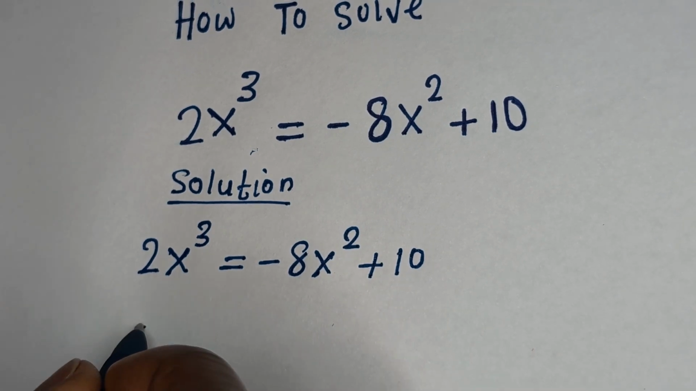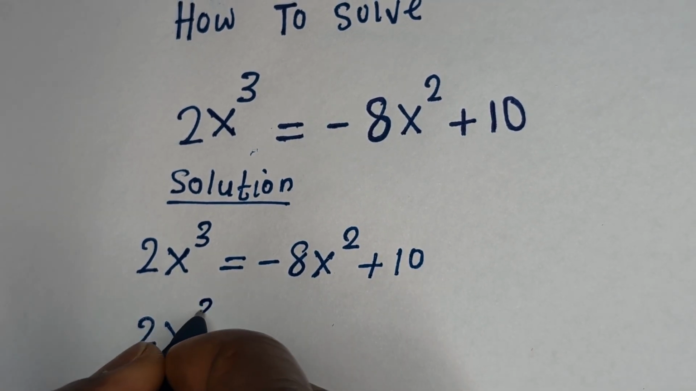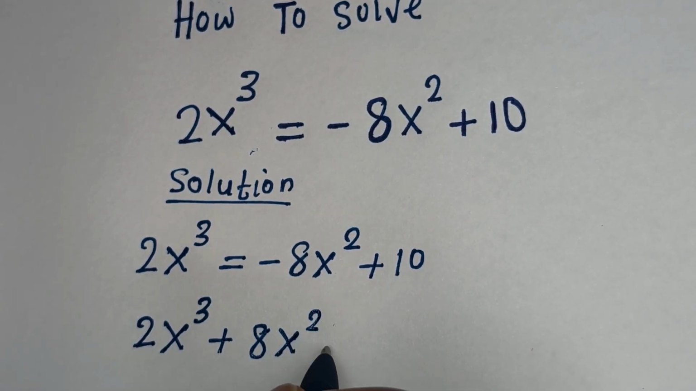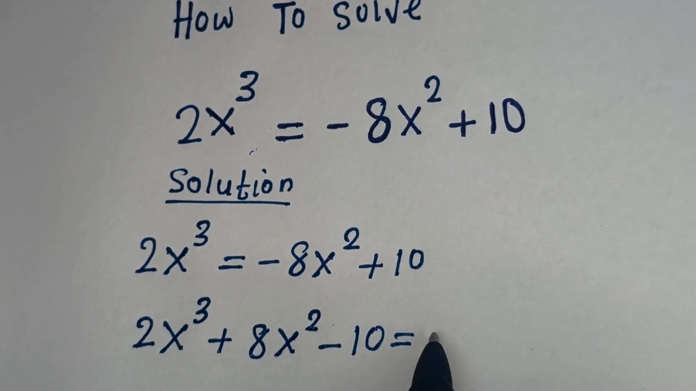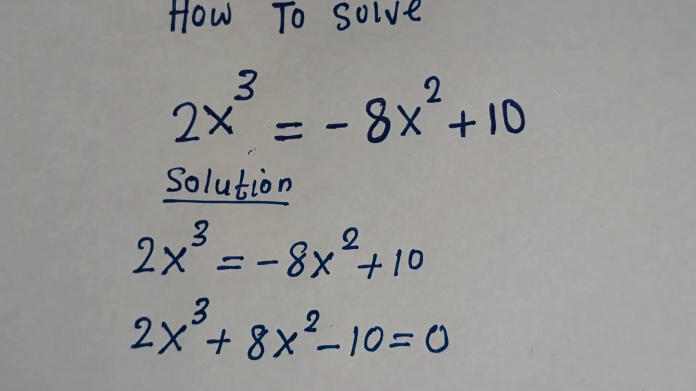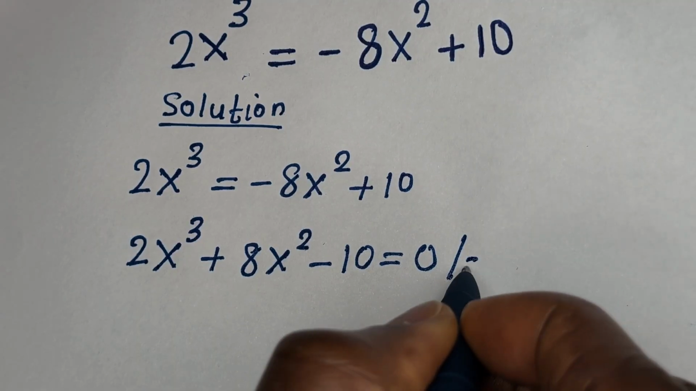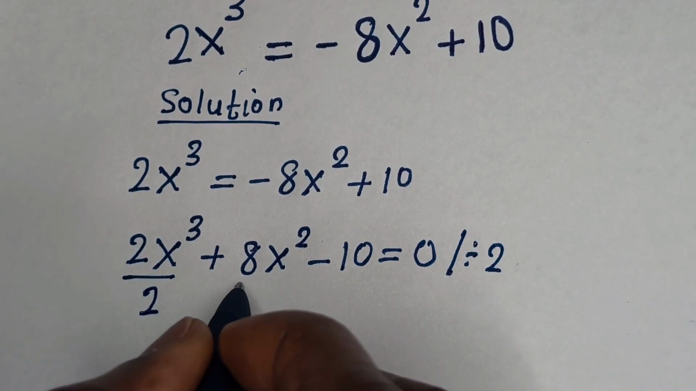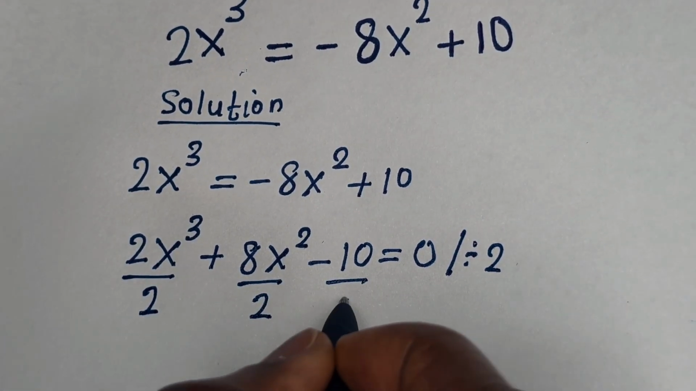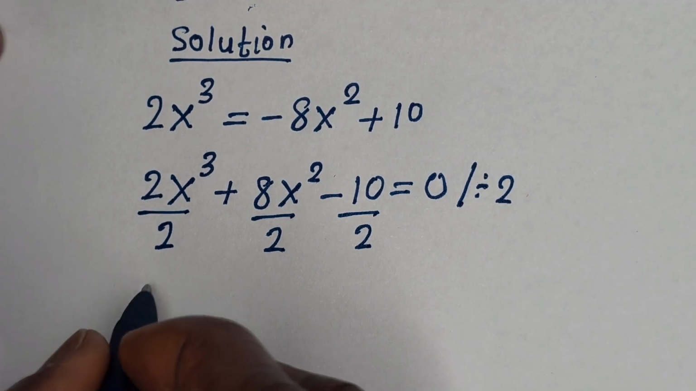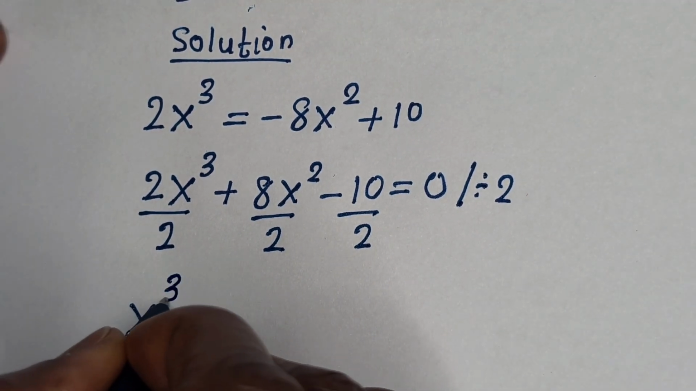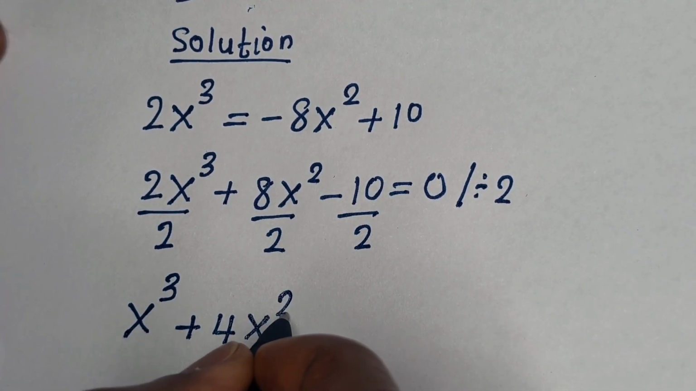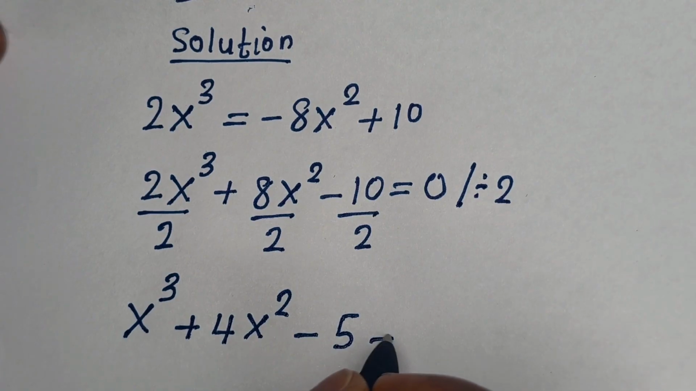This can be written as 2s raised to power 3 plus 8s squared minus 10 is equal to 0. Now let us divide the whole of this equation by 2. If you divide this by 2, this by 2, and this by 2, we have s raised to power 3 plus 4s squared minus 5 is equal to 0.